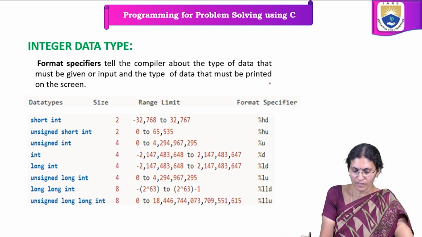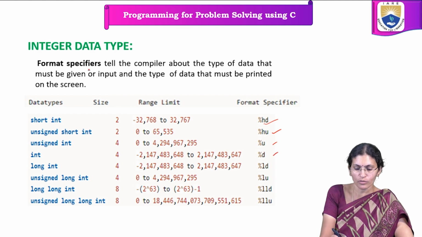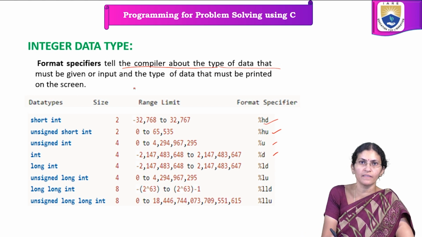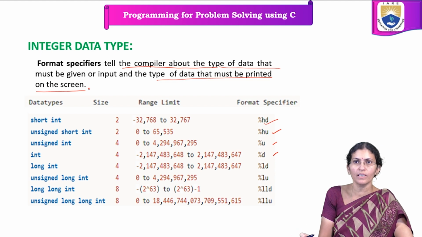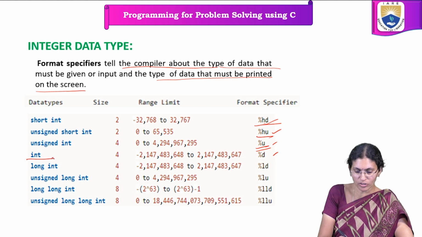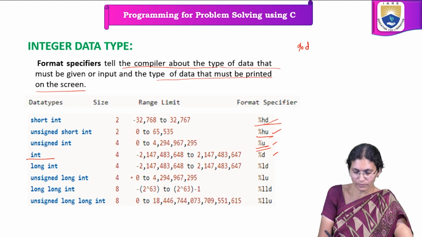So what are format specifiers? Here in this table, all these are format specifiers. These tell the compiler about the type of data that must be given as input and the type of data that must be printed on the screen. So what type of data the computer has to print is determined by these format specifiers. Suppose if we want to print an integer value, then the format specifier is %d. If we want to print a short int, then the format specifier is %hd.